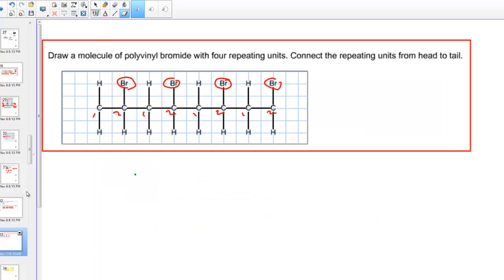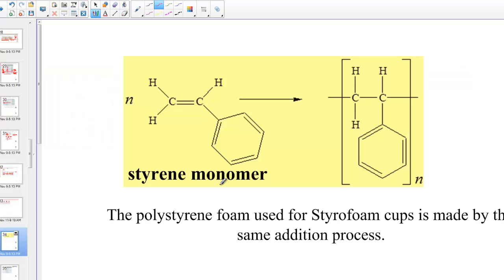We're doing so well. The polystyrene foam used in Styrofoam cups is made by the same addition process. The only difference now is our grouping on our carbon 2. We've grouped it having a hydrogen for polyethylene, a chlorine for polyvinyl chloride, and it can be this phenyl group to create polystyrene. And again, notice we practice writing out, these are just really carbons in a 6-sided ring.